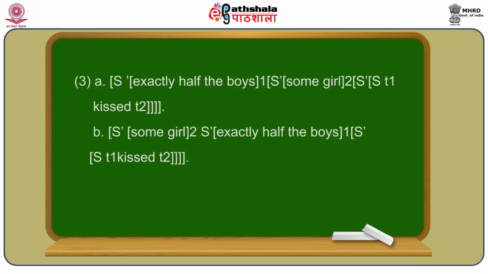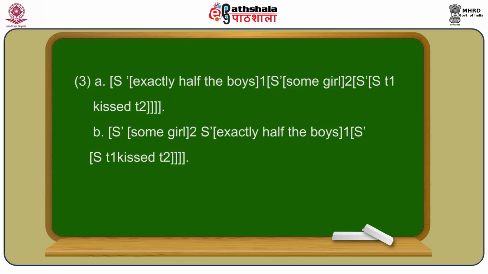Okay, exactly half the boys kissed some girl. One interpretation is one where exactly half the boys moves all the way up, carries an index 1, then some girl moves, carries an index 2, and it leaves traces that basically say T1 kissed T2.